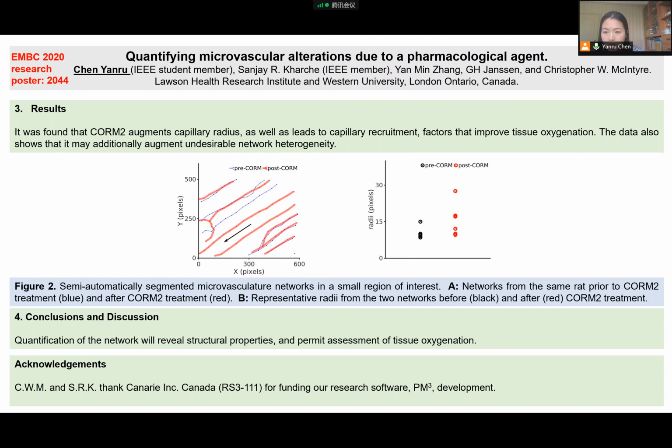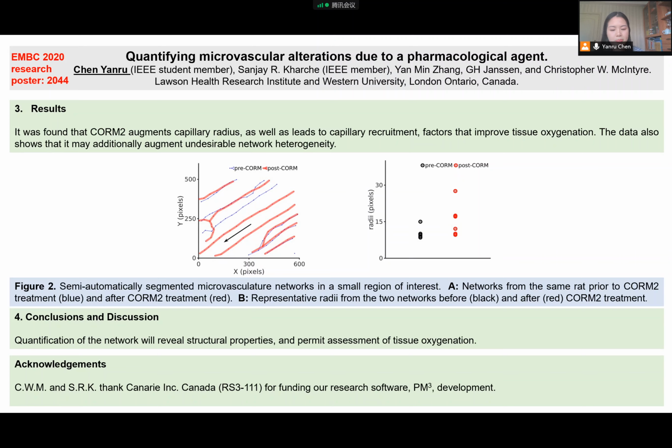The effects of CORM-2 were to dilate capillaries and recruit additional capillaries. The imaging data was processed to extract microvascular networks before and after pharmacological treatment with carbon monoxide releasing molecules. It was found that CORM-2 augments capillary radius as well as leads to capillary recruitment, factors that improve tissue oxygenation.